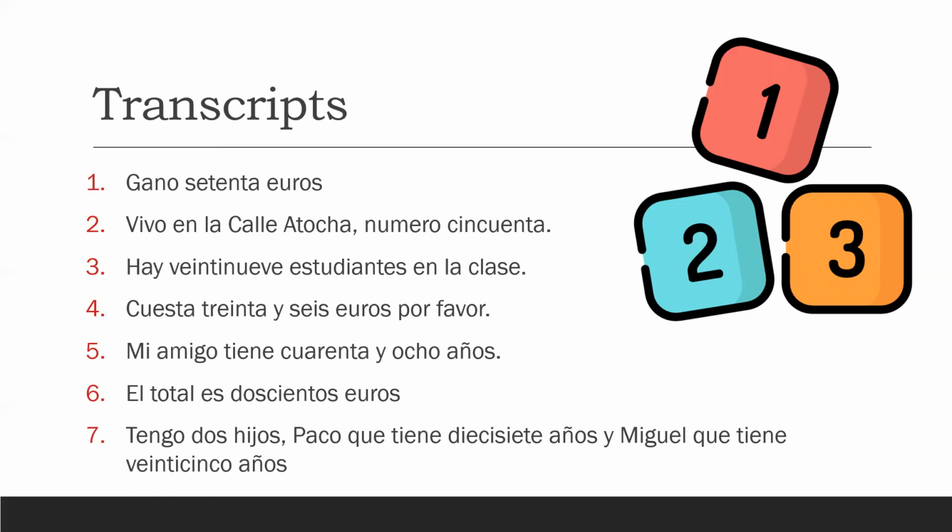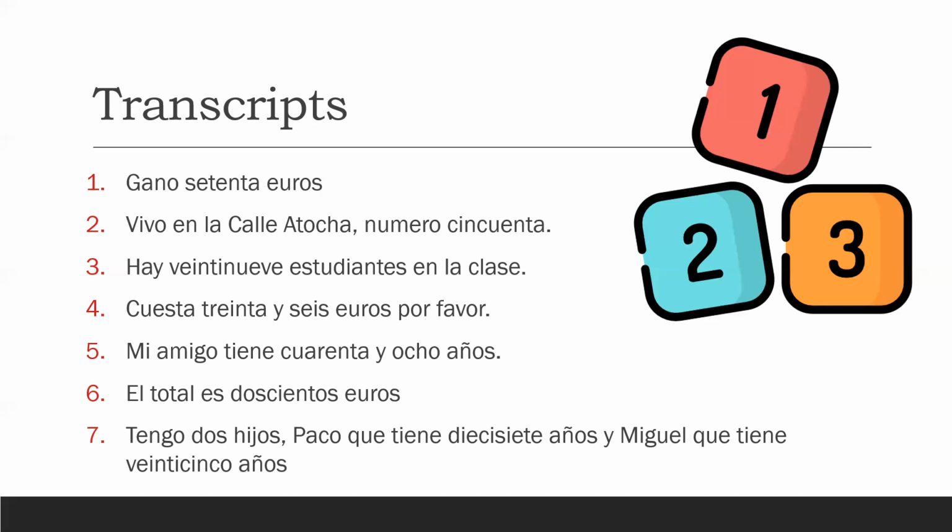Number 4, "Cuesta 36 euros, por favor." The number here is 36. And the sentence means, it costs 36 euros, please. Number 5, the number hidden in here is the number 48. And the sentence says, my friend is 48 years old. Number 6, the number in here is 200. The total is 200 euros, is the meaning of the sentence in full.